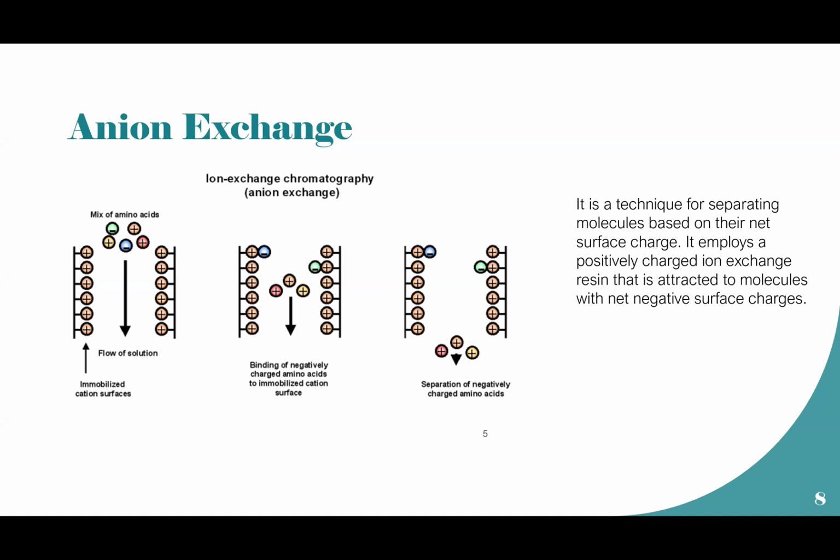So imagine you throw a solution down a column. And as that solution flows, you're going to have binding occur. So if you use the anion exchange, that binding of negatively charged amino acids to an immobilized cation surface will occur. And so essentially separation occurs because of binding.